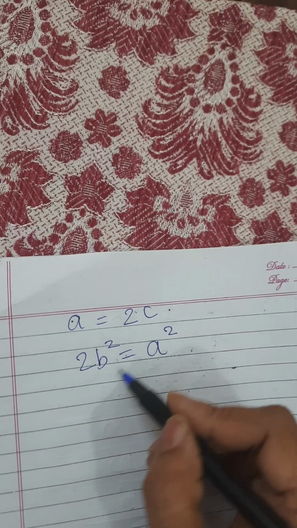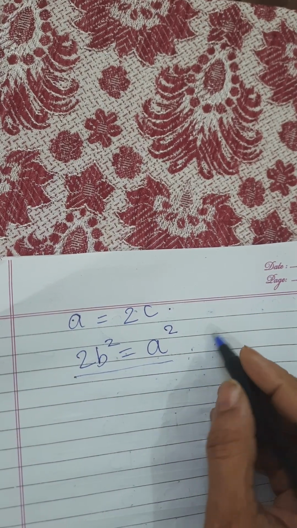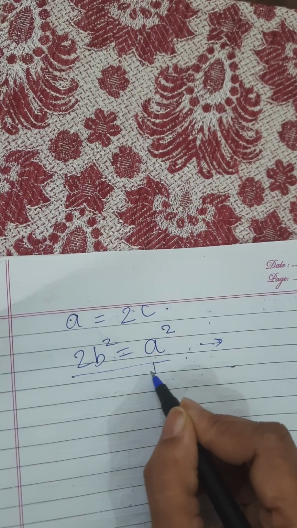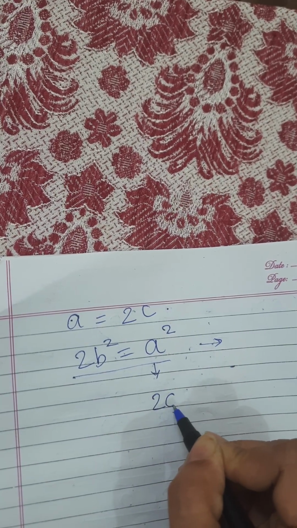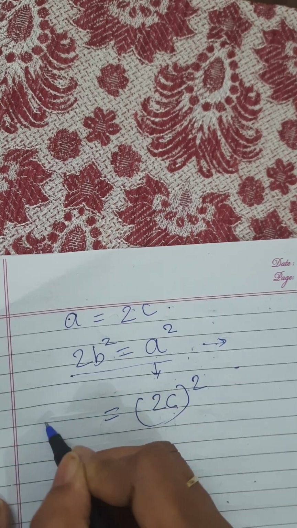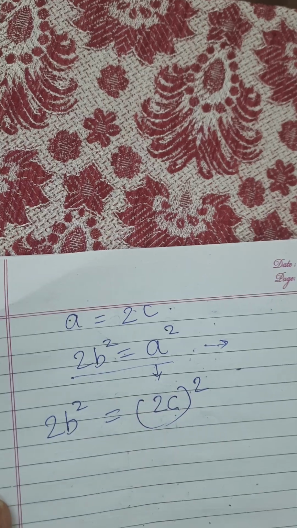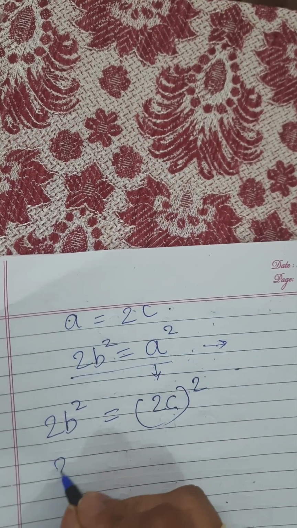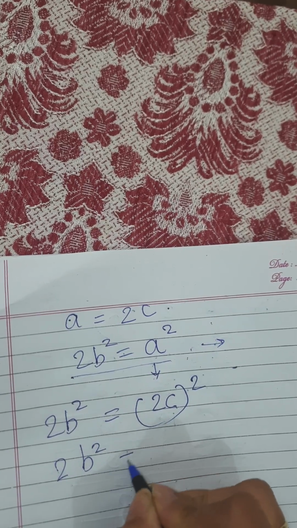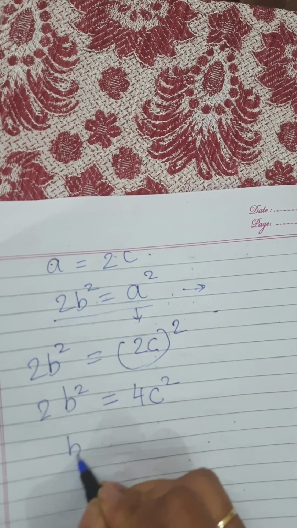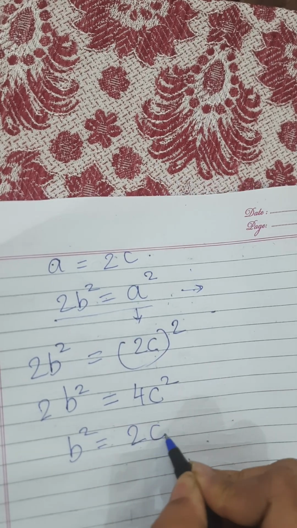So now using the same thing, we have 2b square is equal to a square from the previous steps. Now we said a is equal to 2c, so now I replace a by 2c. Okay, so 2b square is equal to (2c) square. Are you following me? So 2b square is equal to 4c square, which means b square is equal to 2c square.